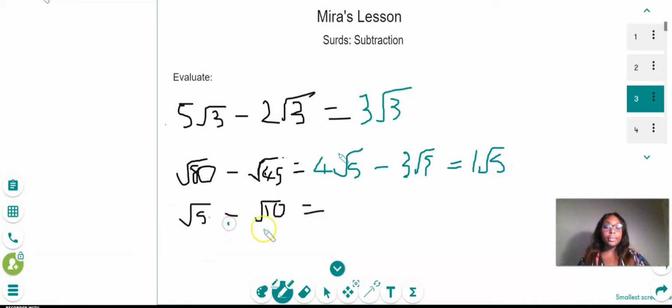Root 5 minus root 10 can't be done because the numbers on the inside are not the same, and we can't change them into a form where we do have the numbers on the inside the same, so this will simply remain as root 5 minus root 10.